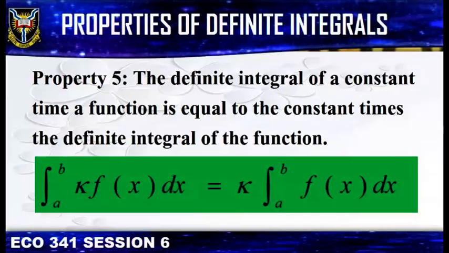Property 5. The definite integral of a constant times a function is equal to the constant times the definite integral of the function. Integral k f of x dx, upper limit b, lower limit a, is equal to k times integral f of x dx, upper limit b, lower limit a.